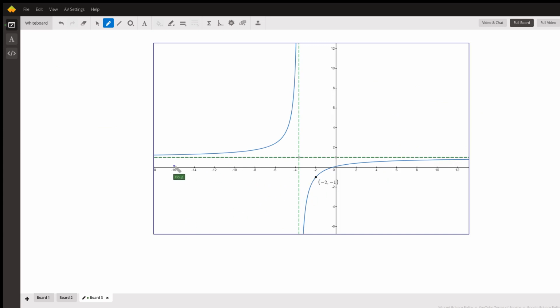And by the way, there's also a horizontal asymptote at y equals 1. This is the equation y equals 1. As x approaches infinity or negative infinity, y will get closer and closer to 1.